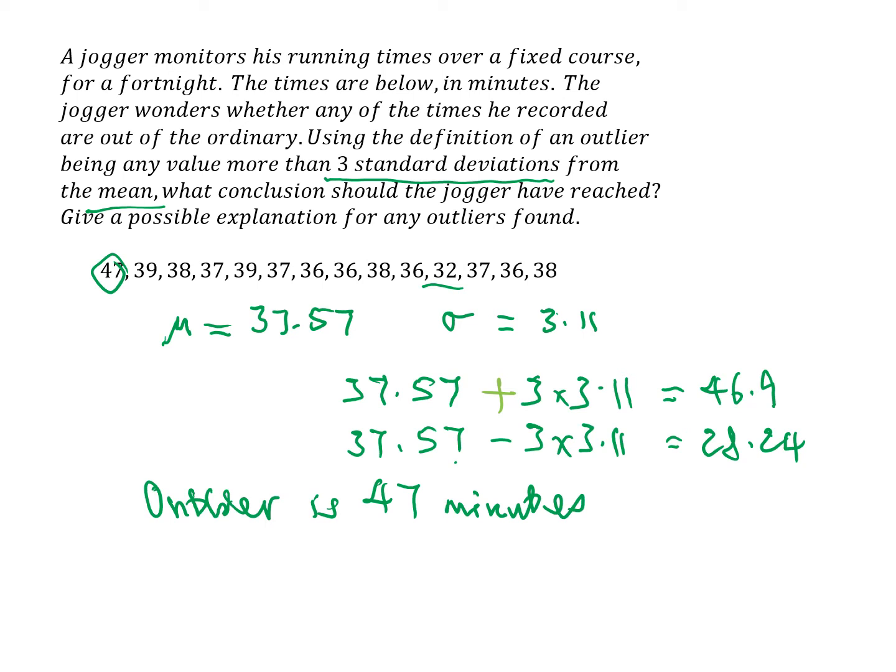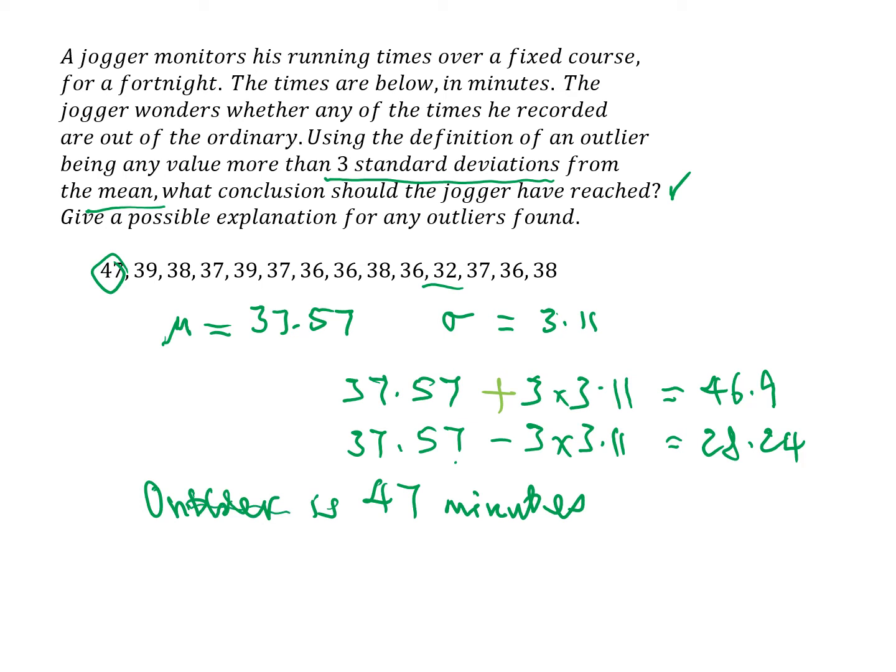Okay, so there we go. That's done. Go back to the top again. Don't forget to read the question. What conclusion should the jogger have reached? Well, we've answered that question. He should conclude that there is an outlier and that the outlier is 47 minutes. What we've been asked to do is find a possible explanation for that now.